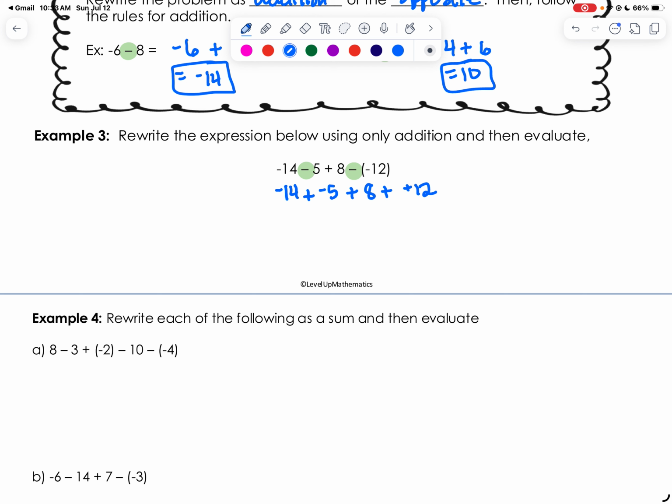All right, once you've rewritten that set of numbers as an addition problem, then you can group the positives together. So we have 8 plus 12. Then group your negatives together. And that would be 8 plus 12 is 20. -14 plus -5 is -19. And then here we're adding 20 plus -19. The signs are different, so I subtract. And I want to take the sign of the larger, which is positive. So this would be +1.